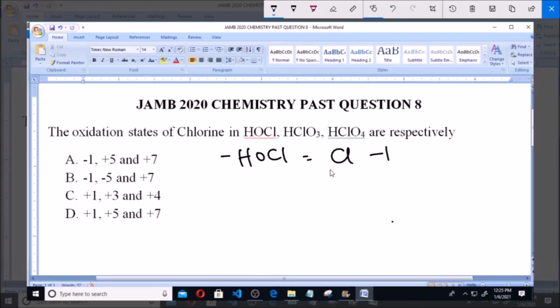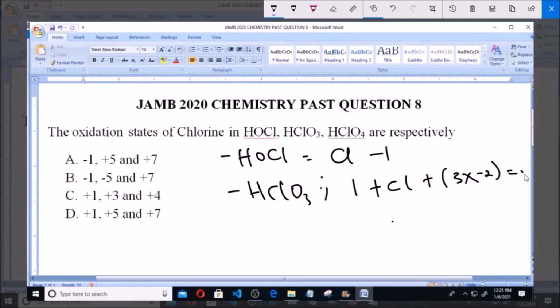Now, for the next compound, which is HClO3, to calculate the oxidation state of chlorine here, we have the oxidation state of hydrogen to be +1, that of chlorine, which we don't know, let's call it C, then plus 3 multiplied by the oxidation state of oxygen, which is -2, is equal to 0. From this we can say Cl is equal to, now 3 times -2 gives us -6, so we take 6 to the right hand side, and then -1, so Cl is equal to +5.